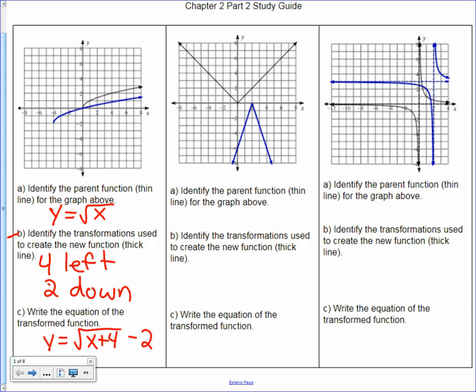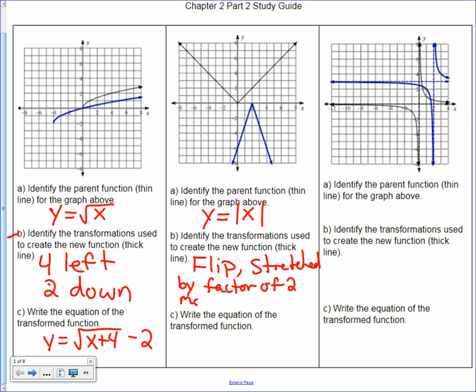The next one is an absolute value graph. So my parent function is y is the absolute value of x. It did stretch, so I am going to have a stretch. I know that it flipped over, so it's going to flip. It's going to have a stretch by a factor of 2. And then it moved to the right 2. So to write the equation, my equation would be y equals negative 2, the absolute value of x minus 2.